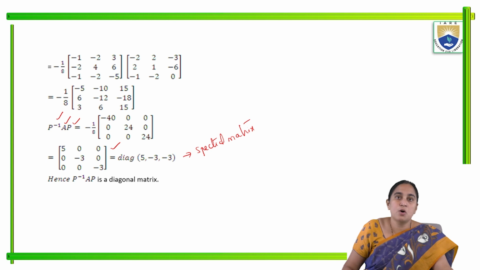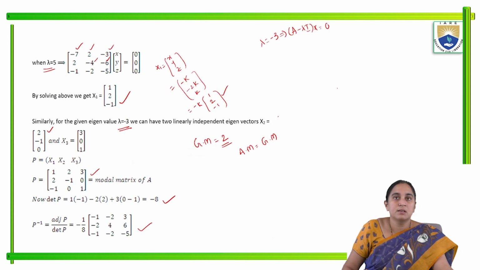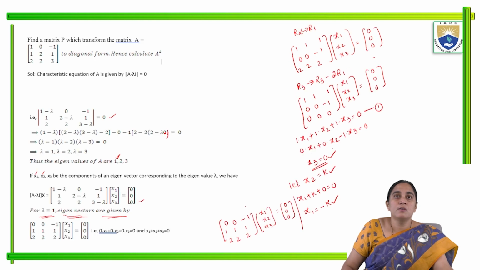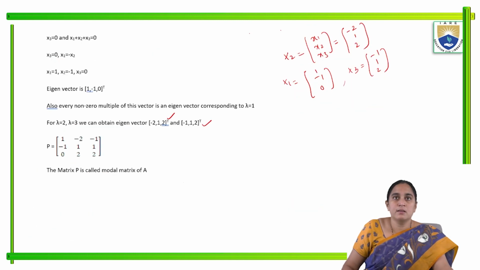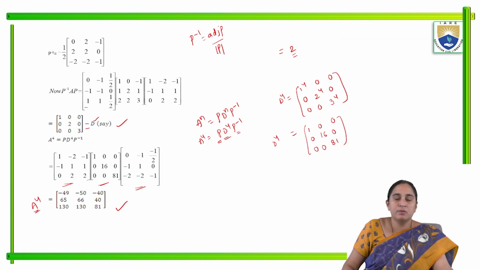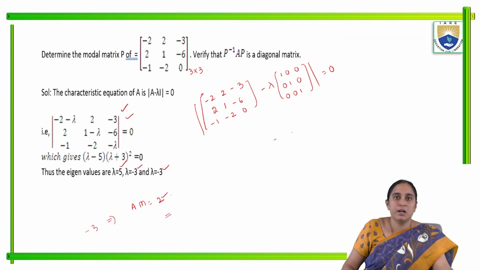Here we discussed how many questions? We discussed two questions, and the two questions are different. One is distinct eigenvalues with the calculation of A power 4, and the other one is diagonalization of a matrix. Next class we will discuss other concepts of the matrix.